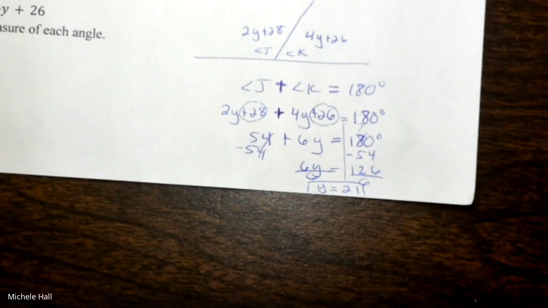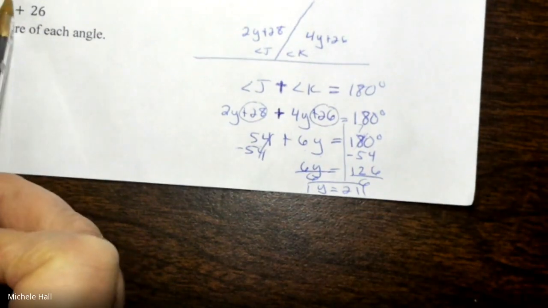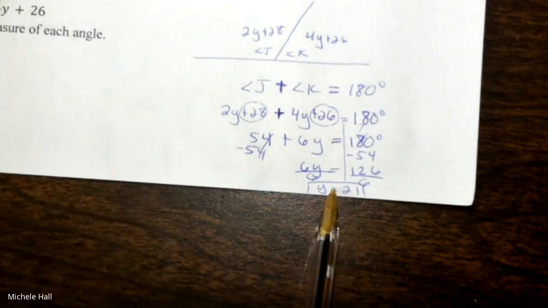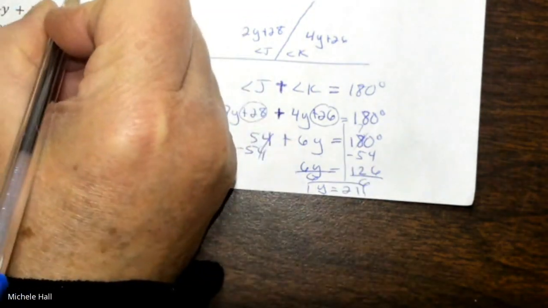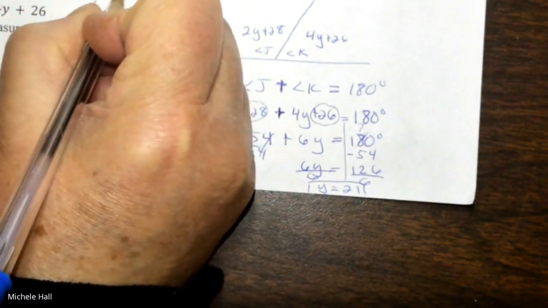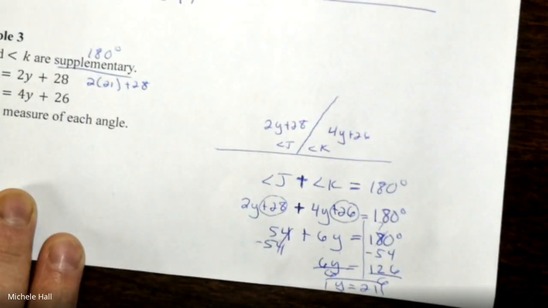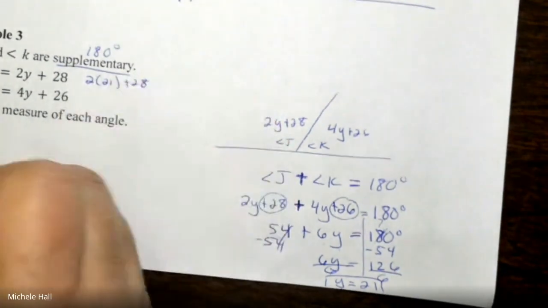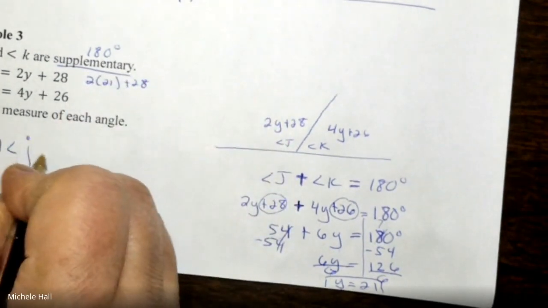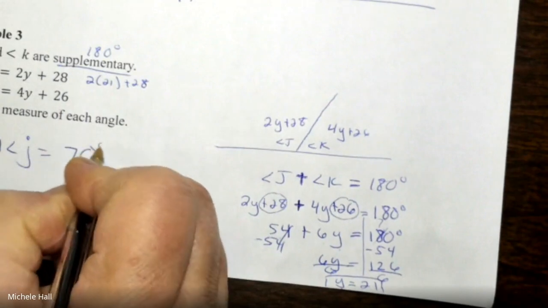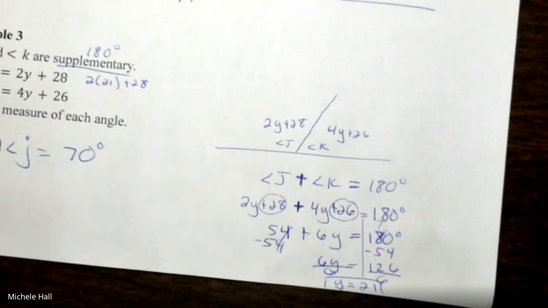How are we going to finish finding the angle? So the measure of angle J is 2 times y plus 28. I know what y is now. y is 21, so it's not unknown anymore. So that would be 2 times 21 plus 28. That'll tell me how much that angle is. So we got 42 plus 28. Is that what you got? 2 times 21, y is 21.